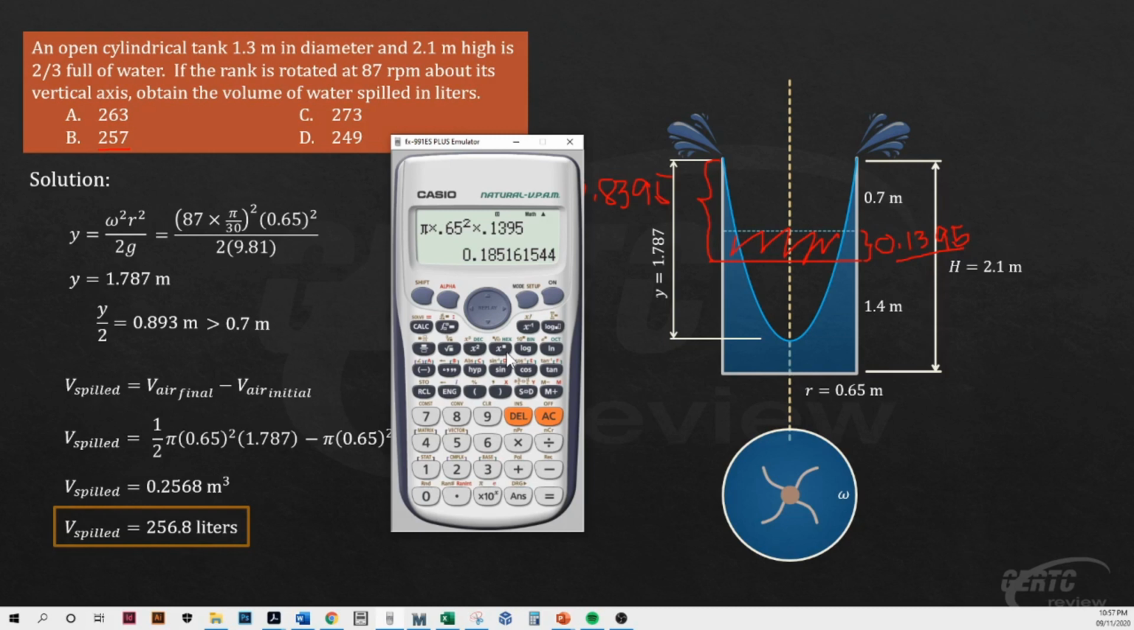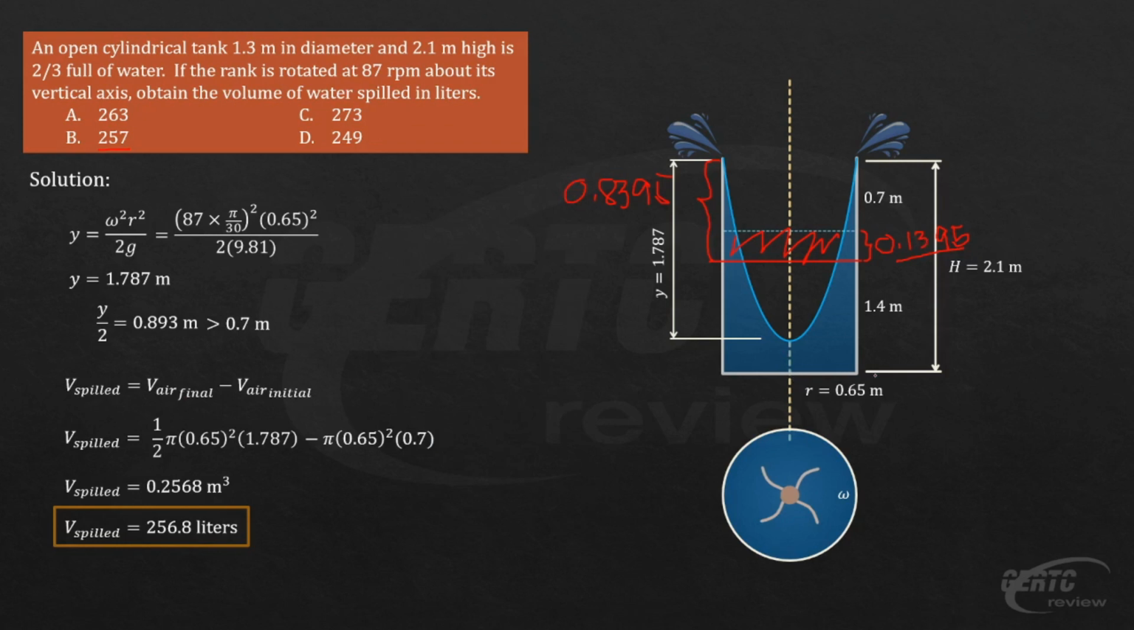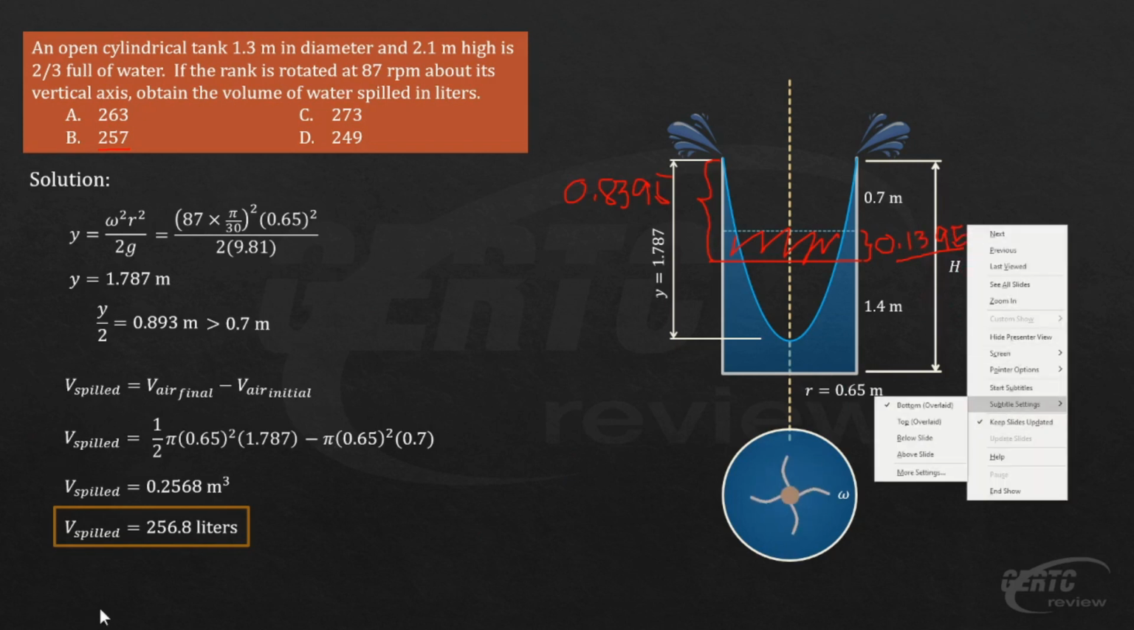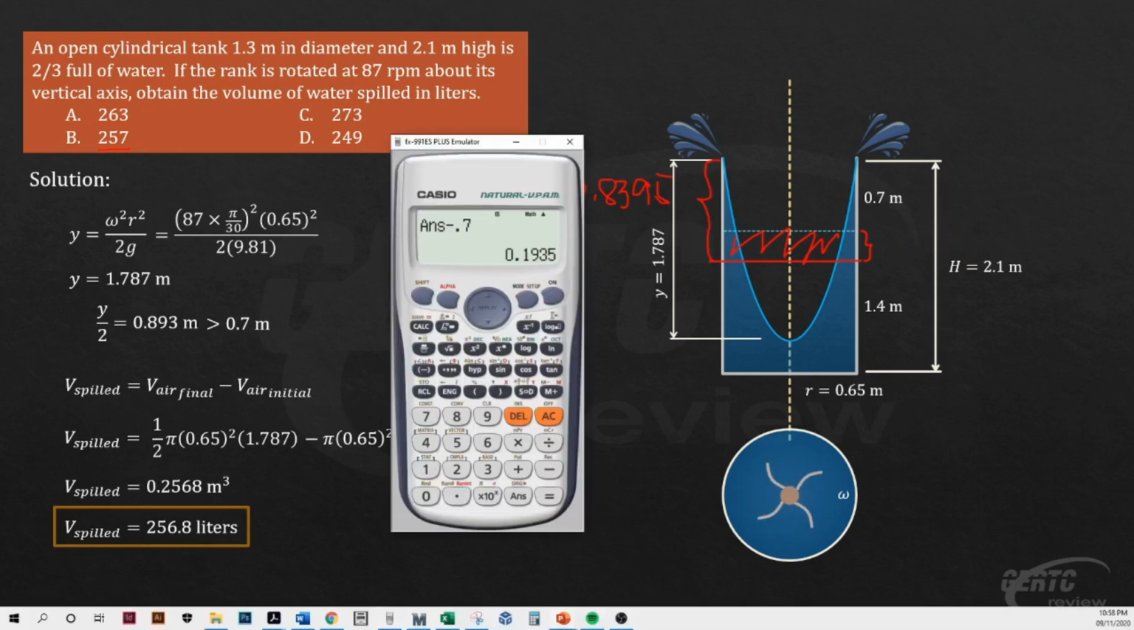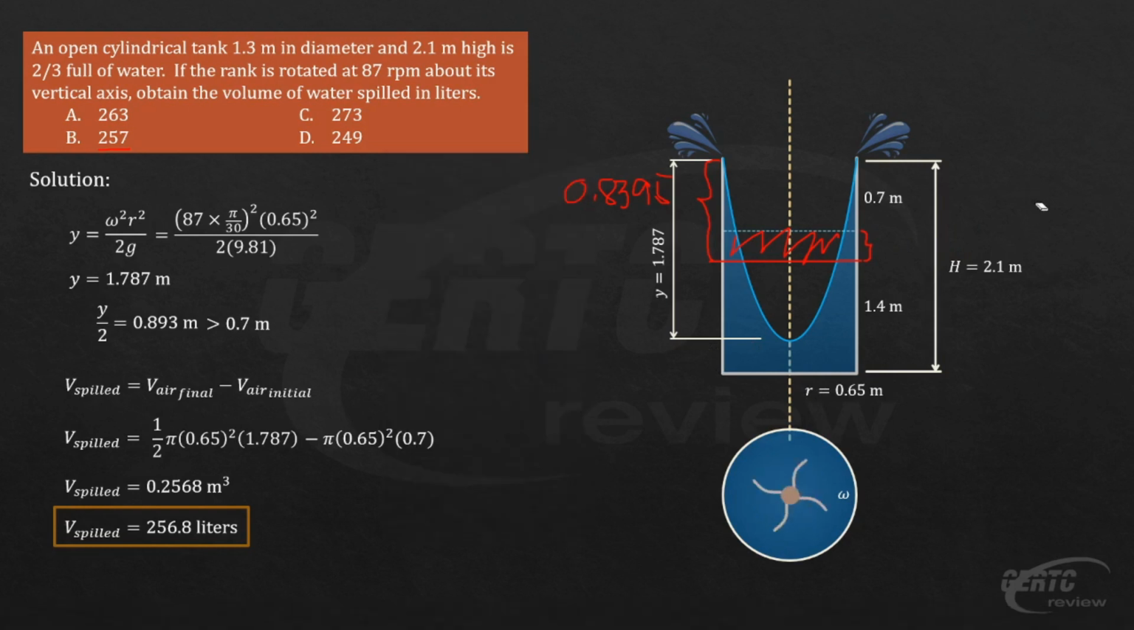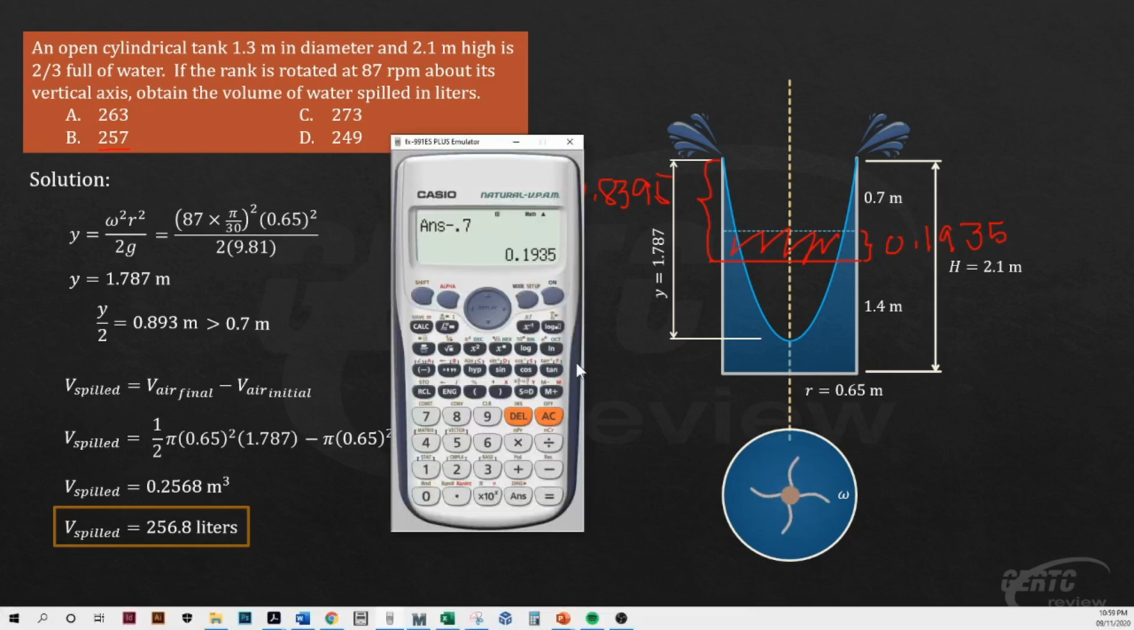Why is that? Wait, sorry, I got it reversed. It should be 0.1935. Let me reason it out. Bear with me. 0.1935. Alright. So, 0.1935, times pi r squared, with 0.65 squared. That is 0.2568. Okay, that is still the same.